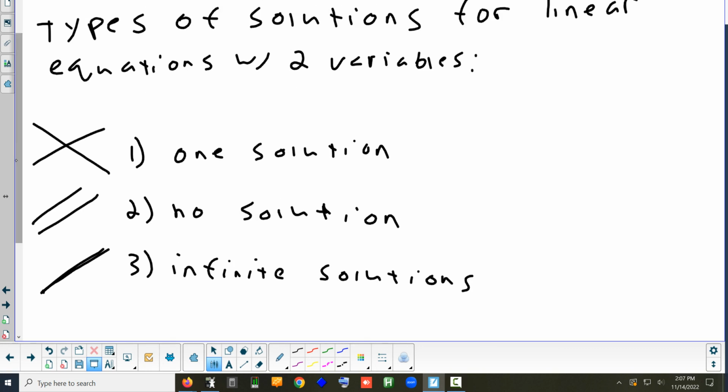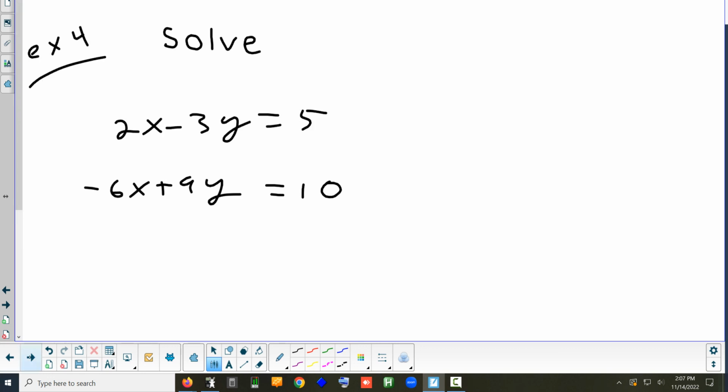So let's try an example where we have to solve, and I want you to see what happens when it's a no solution or infinite solutions. You already know what happens here. We did two of those. Let's try one of the others. Okay. So we have 2x minus 3y equals 5, and negative 6x plus 9y equals 10.